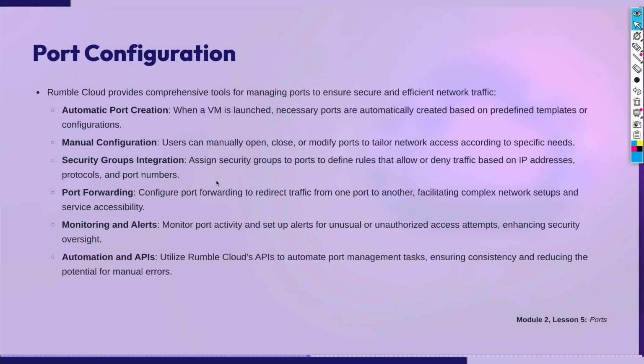Monitoring and alerts: you can monitor port activity and set up alerts for any kind of unusual or unauthorized attempts to access your network. This enhances your security oversight. You can see who's coming into your network and who's going out. And finally, automation and APIs. You can utilize Rumble Cloud's APIs to automate port management tasks. This ensures consistency, reduces potential manual errors when configuring your ports, and also allows you to keep track of what's being opened and what's available.